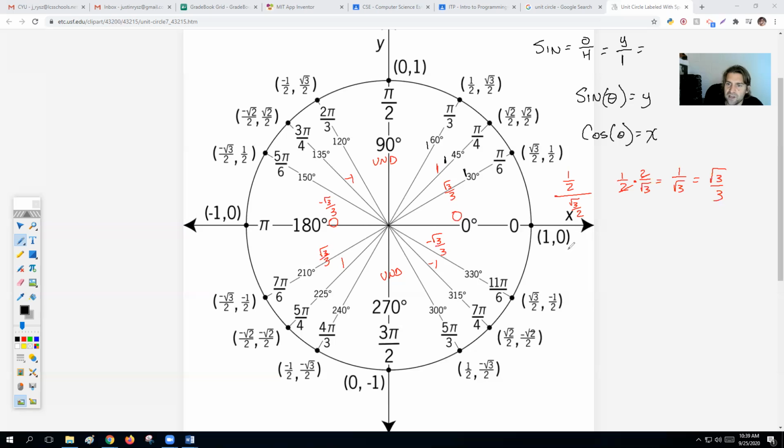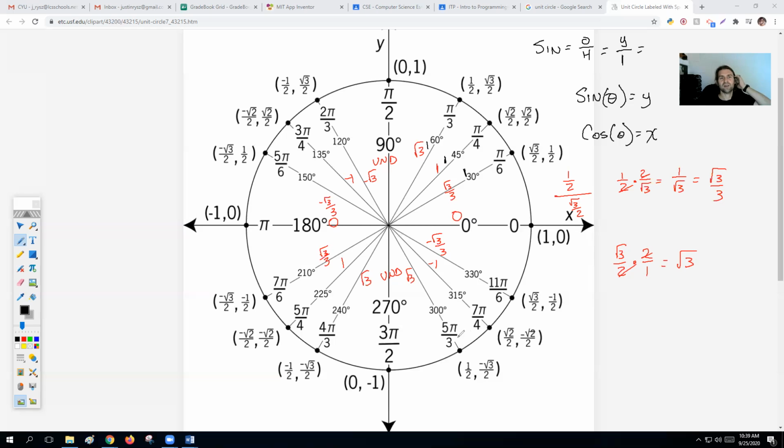What's going on with this one at 60? Well, it's the same thing, but we're going to flip these around. So that means our fractions are going to be flipped. It's going to be radical 3 over 2 times 2 over 1. The 2's cancel. We're just left with radical 3, which is steeper. So that's radical 3. This is radical 3. This is negative radical 3. And that's positive radical 3.